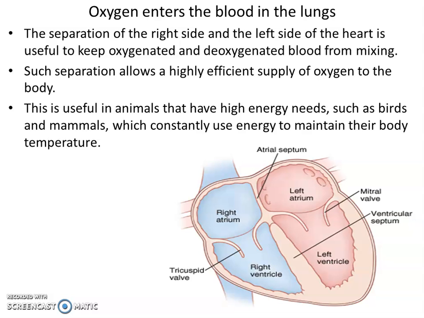So this efficient supply of oxygen is useful in animals that have high energy needs, like human beings, that is mammals, and also birds. In these organisms, they require a high energy need.